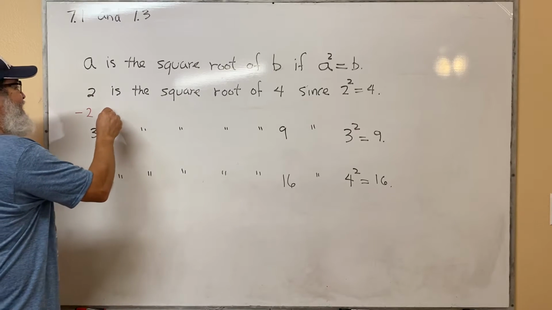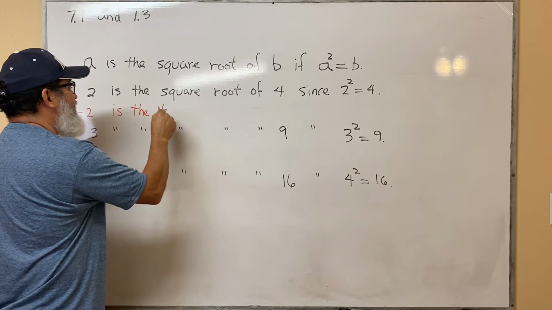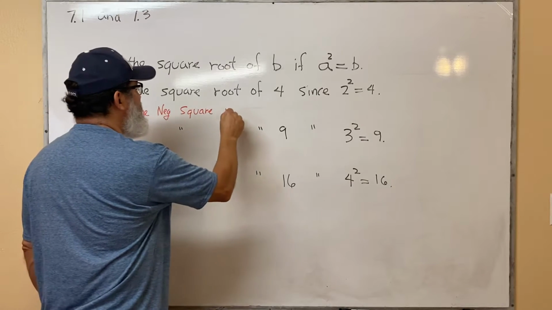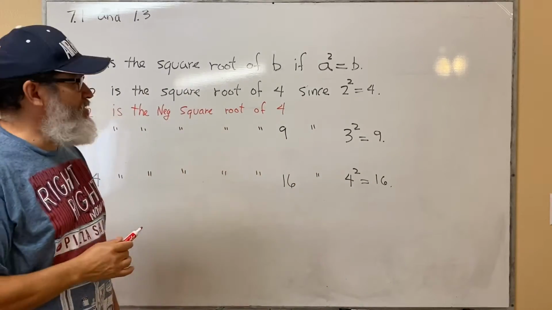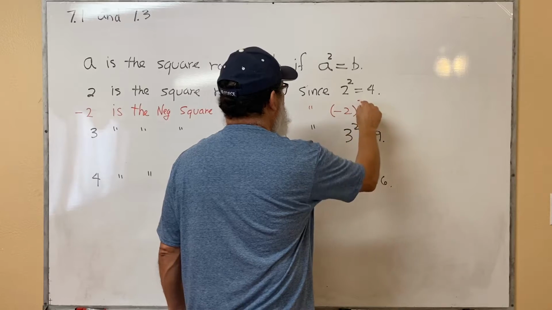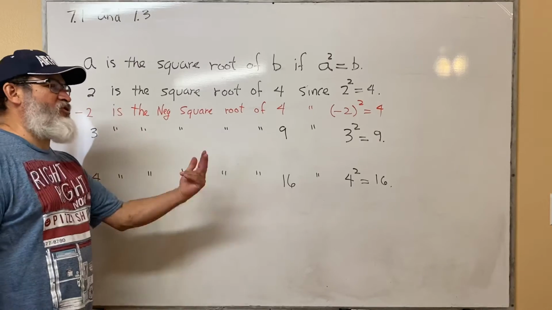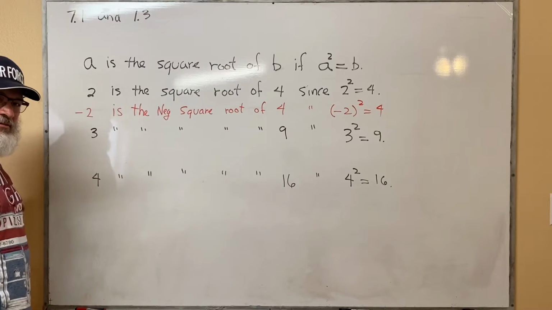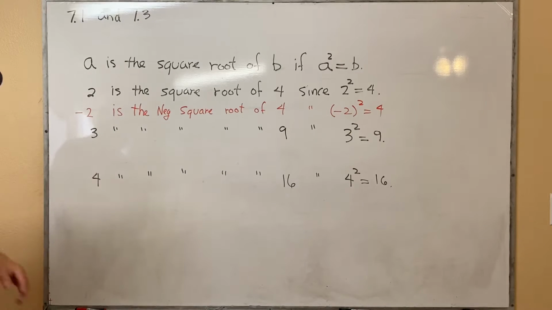-2 is the negative square root of 4. Yes. Why? Since negative 2 quantity squared equals 4. So therefore, it seems to me that 4 has 2 square roots. The positive case and the negative case. 4 has 2 square roots.